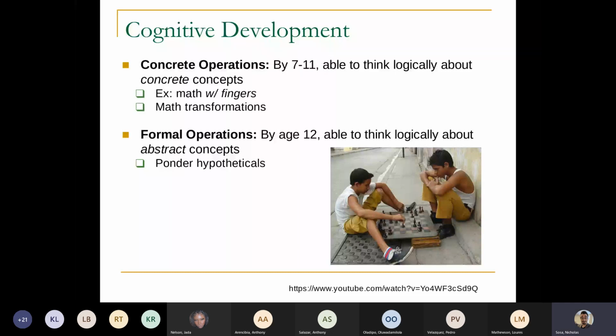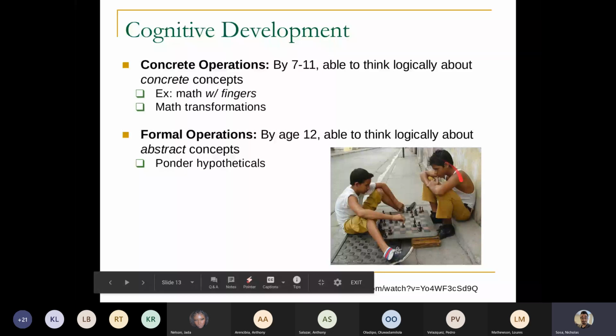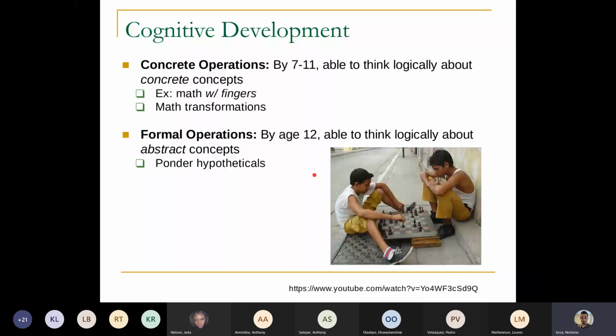To give you an example of this, it's around the formal operations stage in which children start becoming really good at playing chess, right? That's why I have a picture of two children playing chess here, because chess requires pondering a lot of complex hypotheticals and thinking several moves in advance, right? If I take that pawn, then my opponent could potentially take my queen, and now my entire strategy is disrupted, okay?